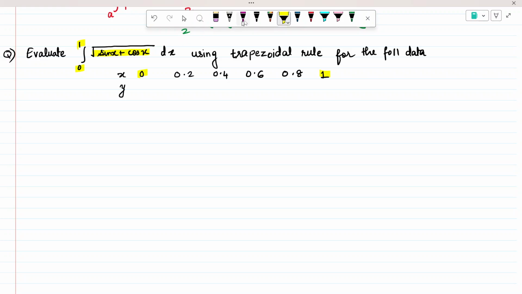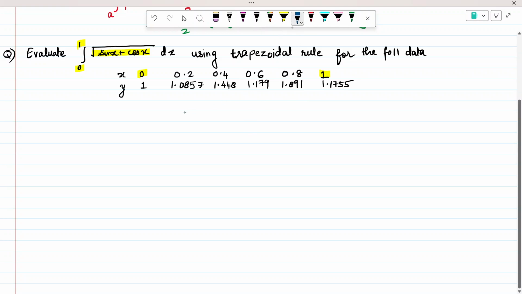The function is square root of sin x plus cos x. Of course, you can use your calculator for that. But yes, the values are given to us. It's given as 1, 1.0857. Okay, 1 minute, let me check. Oops. Yeah, 0.857, 1.448, 1.1790, 1.891, and lastly 1.1755. Okay, we have these values given.